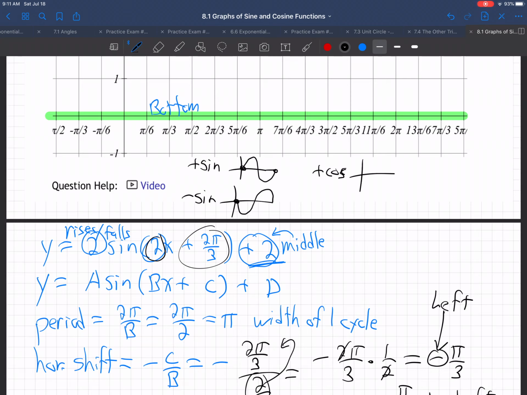Sine graphs start in the middle. Cosine graphs start high or low. So a positive one starts high, and a negative cosine graph starts low. Remember those basics of the basic look? Okay, so what do we have?